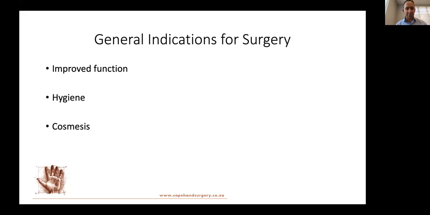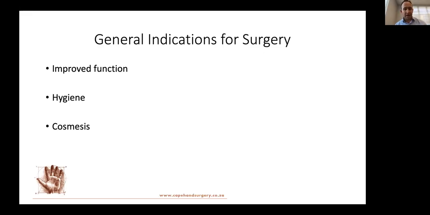So my approach for these things, very important, is targeted at getting the best possible function. That is the most rewarding surgery, because with the little bit of changes that you do, you get massively improved function. Hygiene is obviously important, and this is the one place where I feel that the cosmetic component does count in the background as a lower priority.